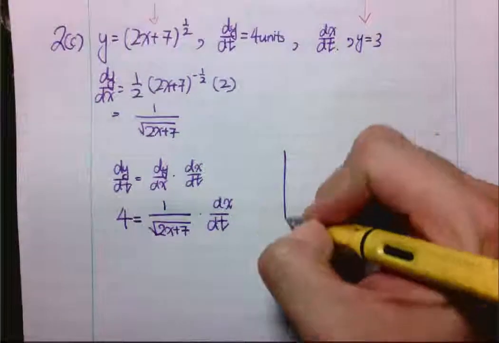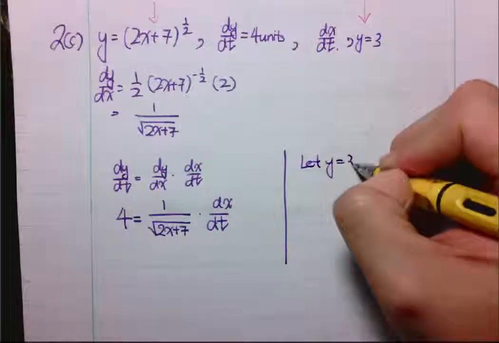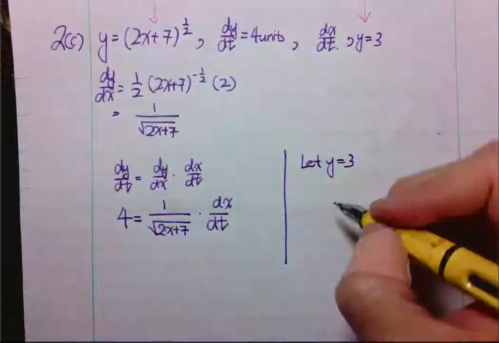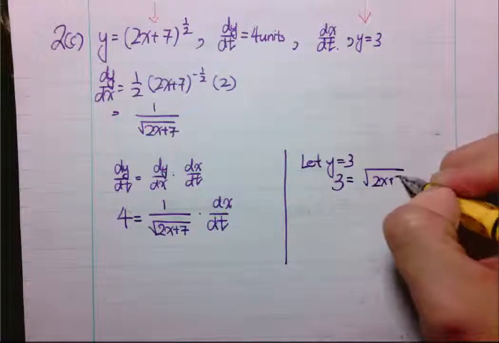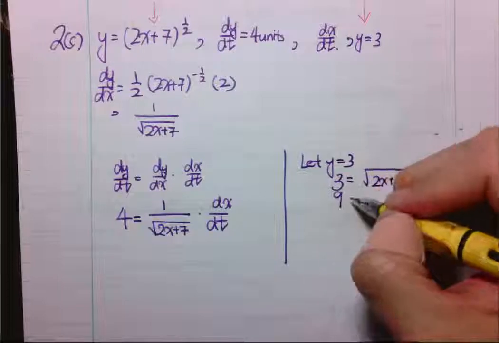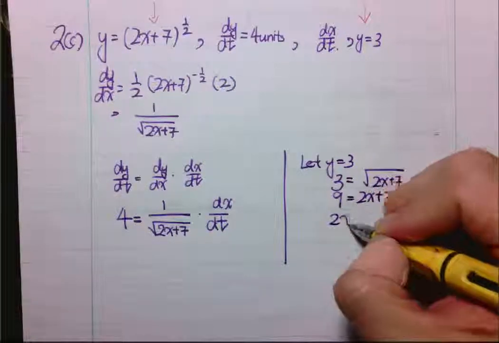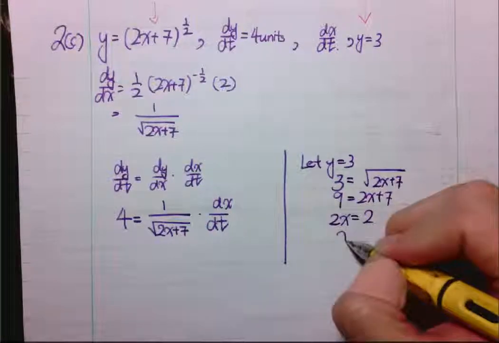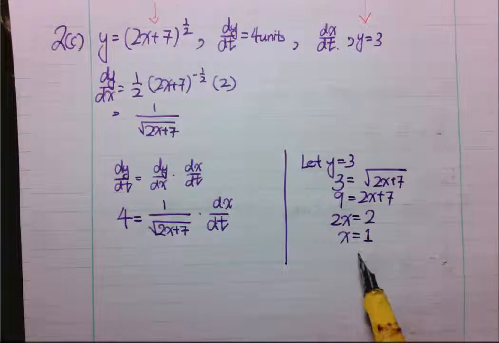So at the side here, what I do is this: I let y equal 3 in this equation. 3 is equal to the square root of 2x plus 7. Square both sides, you get 9 is equal to 2x plus 7. 2x is equal to 2, x is equal to 1. Now I have the appropriate x value equal to 1.